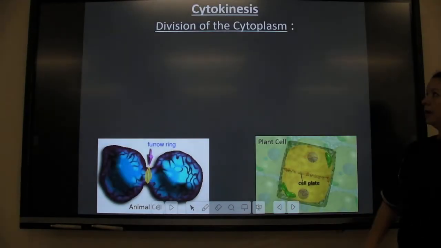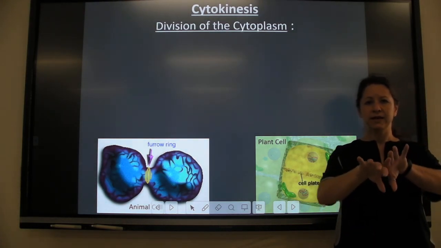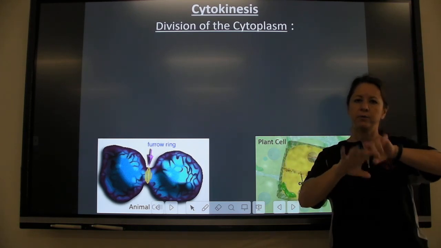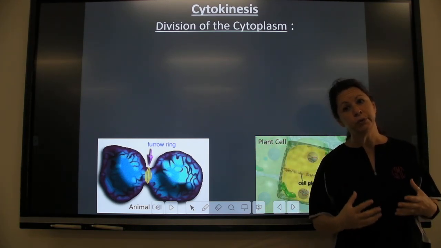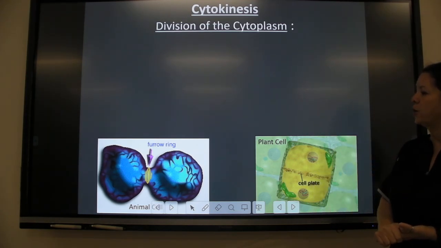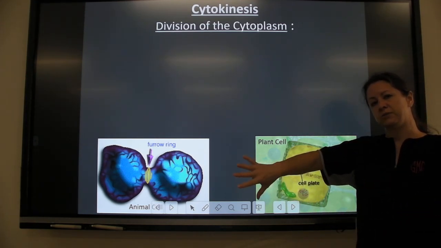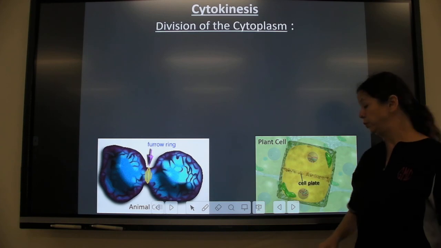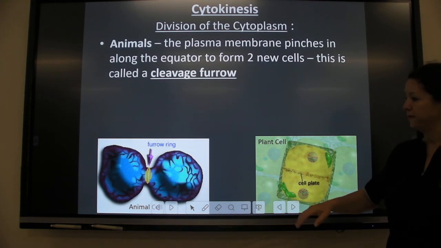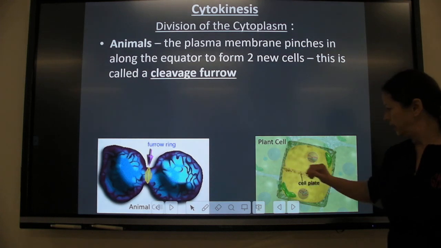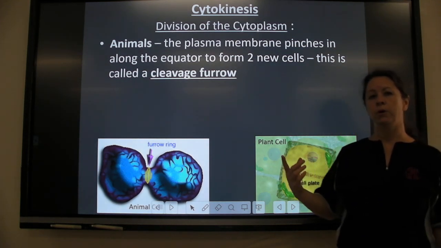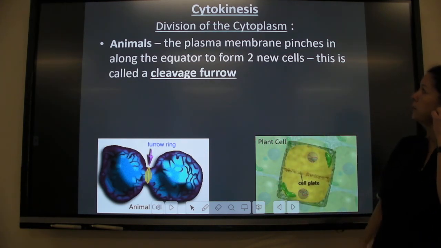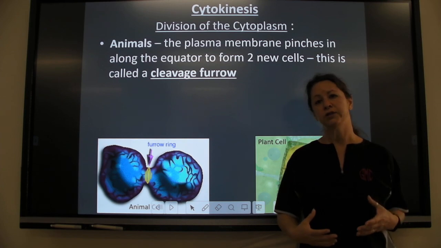Okay? Now, when that cell actually separates, so you have a nucleus at one end, a nucleus at the other, and the cytoplasm has to divide so you can create two new cells, that's called cytokinesis. So the cytoplasm dividing is cytokinesis, and that's how we get two new cells. And it works a little different between an animal cell and a plant cell. In animals, the plasma membrane actually pinches in along the equator to form two new cells. And that's called a cleavage furrow.